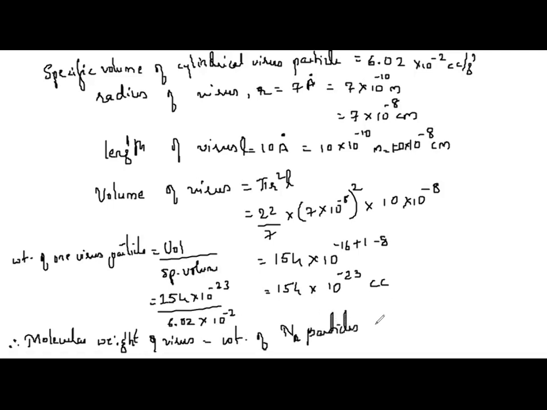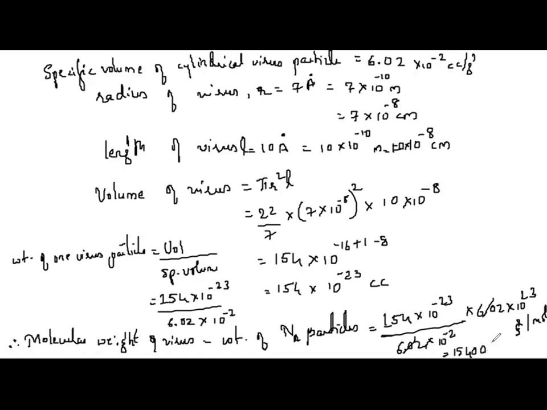So weight into Avogadro number. How much is the weight? It is 154 into 10 raised to minus 23 divided by 6.02 into 10 raised to minus 2 into 6.02 into 10 raised to 23. Correct? Grams per mole. So this gets cancelled. Minus 23 plus 23 gets cancelled. So I'll get the answer 154 into 10 raised to 2, 2 zeros.